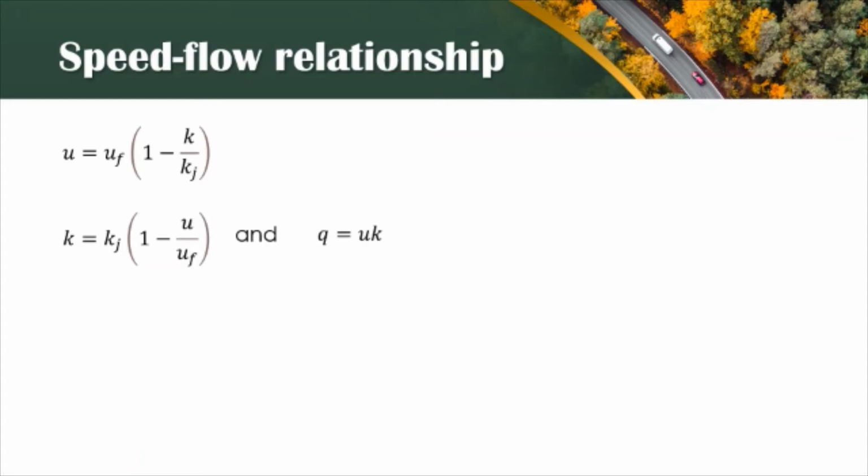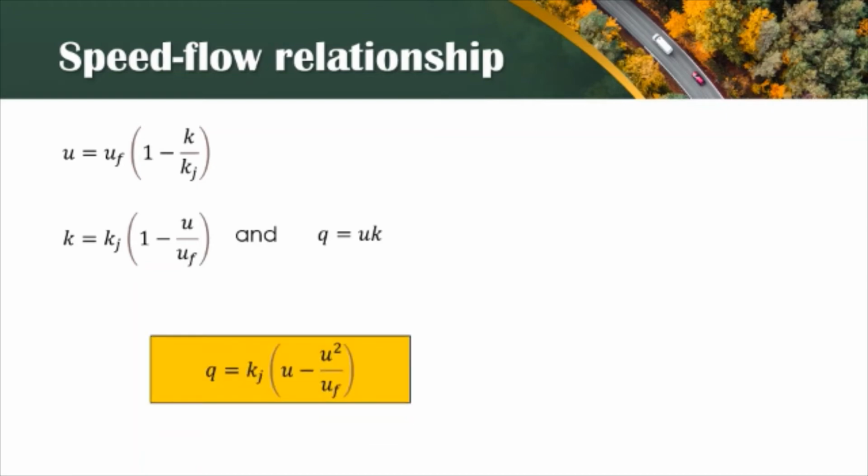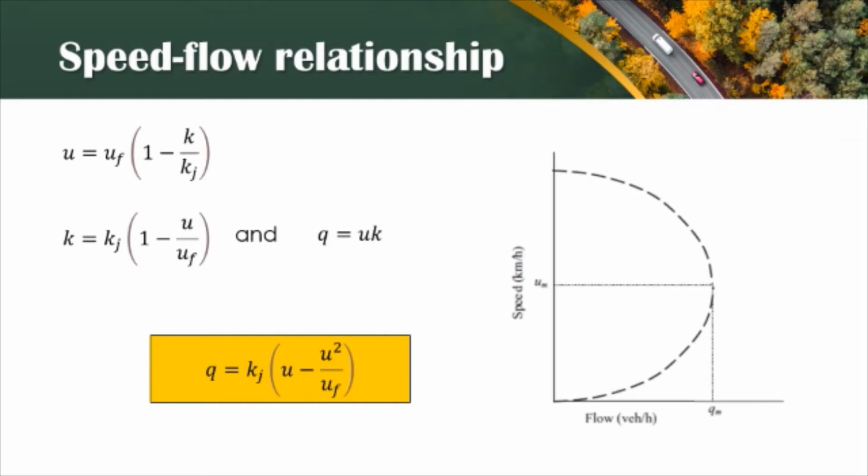So dito naman tayo sa speed-flow relationship. In order to derive the speed-flow relationship, the speed-density relationship is rearranged. So by combining this formula with the equation of traffic flow, the relationship is derived as Q is equal to K sub J times the quantity U minus U squared over U sub F. So this relationship is again parabolic in nature.